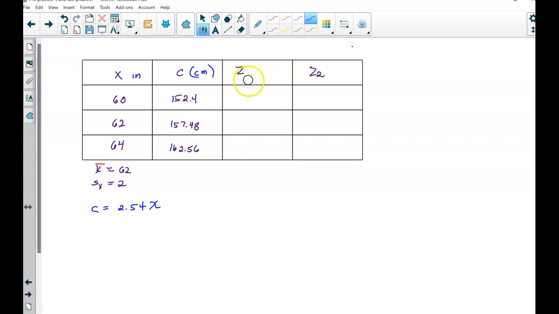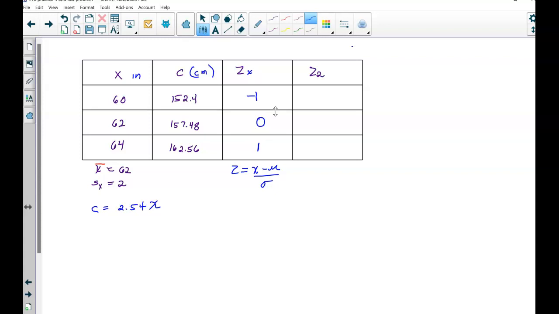Now I want to calculate the z-score of the original data set. Again, you're using the z-score formula, x minus the mean over the standard deviation. When I do that, I get -1 for 60. I get 0 for 62, right? 62 minus 62 over 2 is just 0. Here I would get 64 minus 62 over 2, and that's just 1. So that's the z-score of the original data.